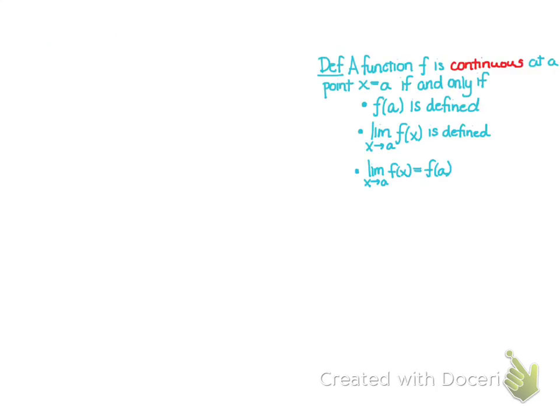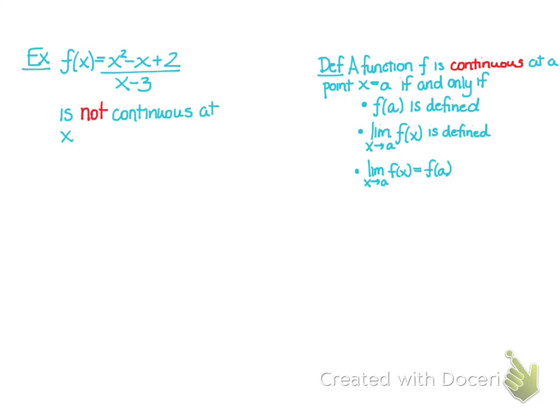So here we're going to rewrite the definition, and let's try the following example. Let's look at f of x equals x squared minus x plus 2 divided by x minus 3. This function is not continuous at x equals 3 because f of 3 does not exist, which remember is the first condition of continuity.